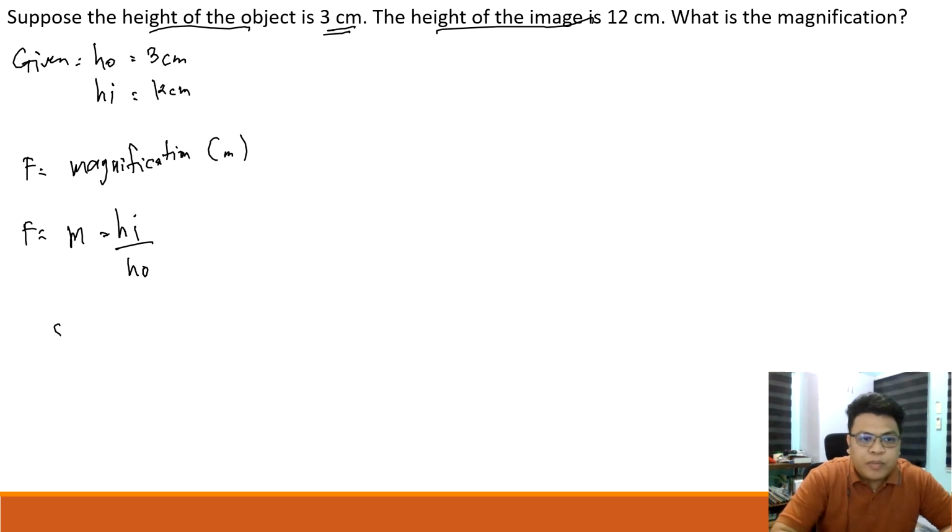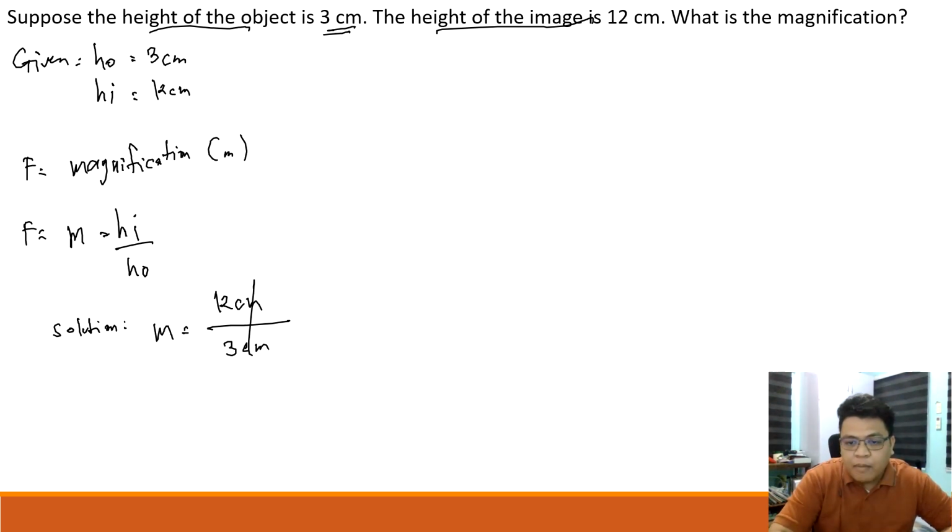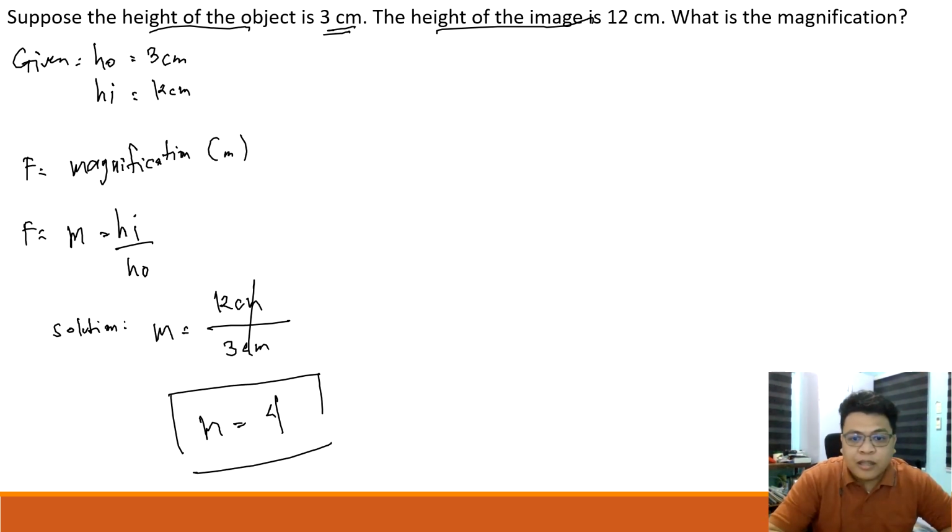So our solution would be like this. We have magnification equals HI. Our HI is 12 centimeters over 3 centimeters. We can actually cancel out the unit because our magnification doesn't have a unit, kasi ratio lang siya. It is just pertaining to whether our image is enlarged, diminished, or retained. So we have here M is equal to 12 divided by 3, which is 4. So that's how we come up with our answer, 4.